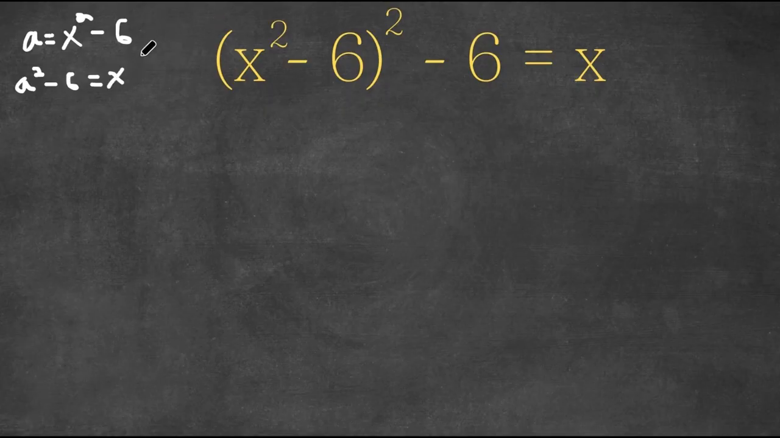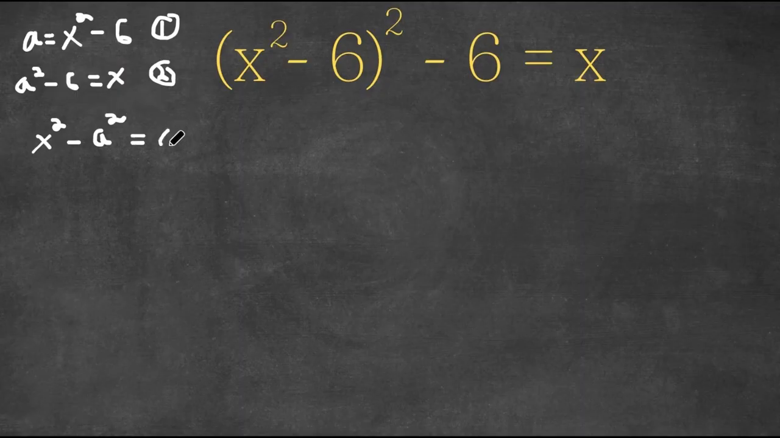So now, let's say this is equation 1 and this is equation 2. Now I'm actually going to subtract both of these. I'm going to subtract x² − a². And what ends up happening is we get the result as a − x. x² − a² is equal to a − x.